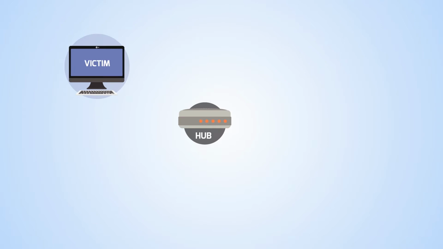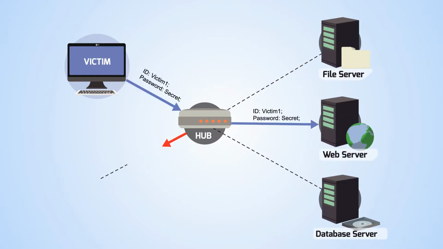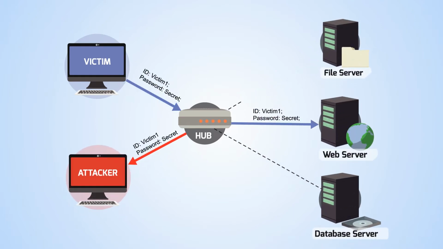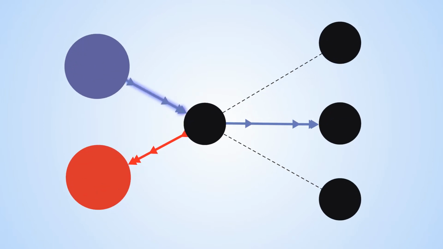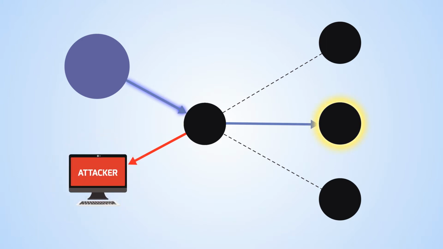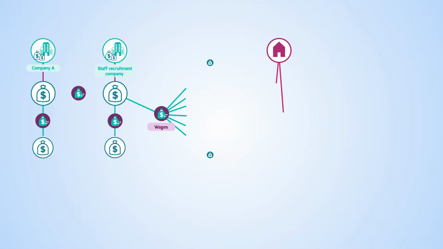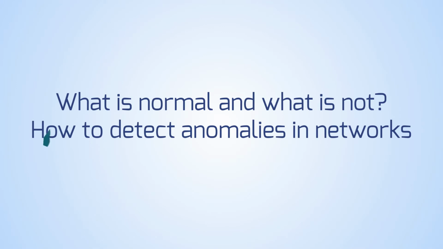Complex data, such as computer communications and financial transactions, are difficult to analyse. Yet they can often be visualised as networks. Here, we're interested in anomalous structures in complex networks because they can indicate deviant behaviour. In this video, we explore what is normal and what is not, and how we can detect anomalies in networks.